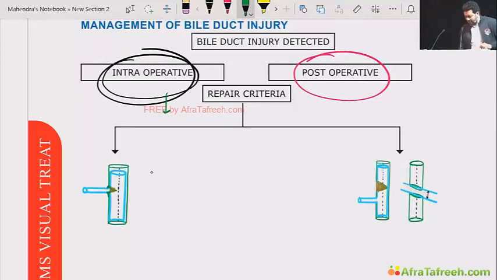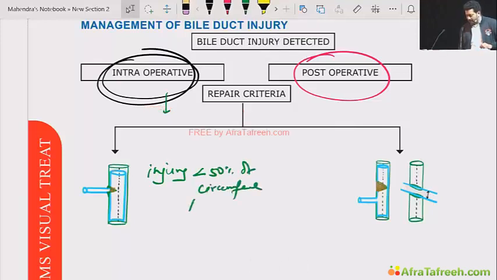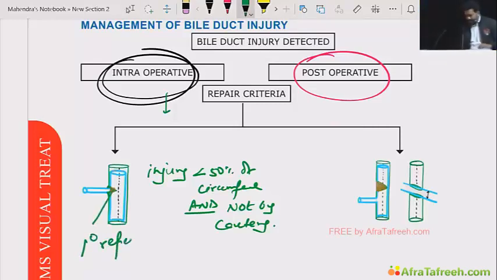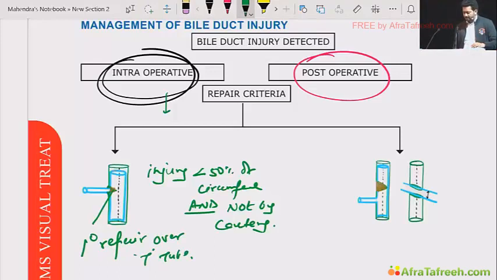If the injury involves less than 50% of the circumference and it is not by cautery. Cautery injuries, that is electrocautery or diathermy, are always dangerous. Maybe at that time it will look small, but because of the thermal energy, later on you will come to know that the injury was actually more extensive. So if the injury is less than 50% and not by cautery, you can do primary repair over a T-tube.